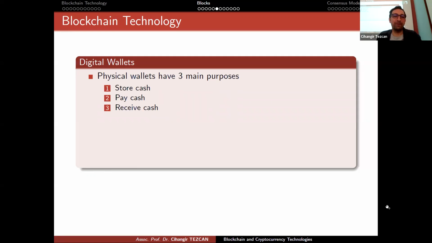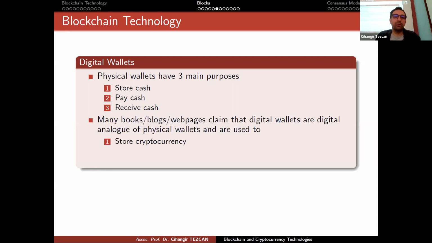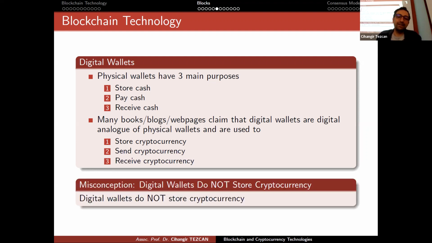So it looks like a physical wallet has three main purposes: storing cash, paying cash, and receiving cash. When you look at the internet and ask what a digital wallet is, many books, web pages, and blogs claim that digital wallets are digital analogs of physical wallets, and they are used to store your cryptocurrency, send cryptocurrency, and receive cryptocurrency. But the main problem here is that digital wallets do not store your cryptocurrency, okay? This is very, very important.